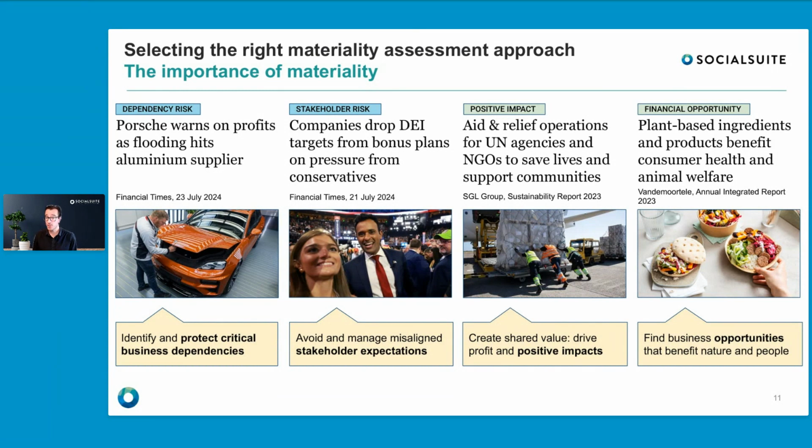And then there are some financial opportunities. We need to make sure we don't always just focus on risk, and really think about opportunities as well when we look at markets and see their different trends and movements. In this case, plant-based ingredients and products is a big market segment that's growing, and this company is looking at that to find business opportunities that help their business, but in this case, also benefit nature and people. So this might be linked to a positive impact as well. This is really trying to make materiality a bit more real in that sense.